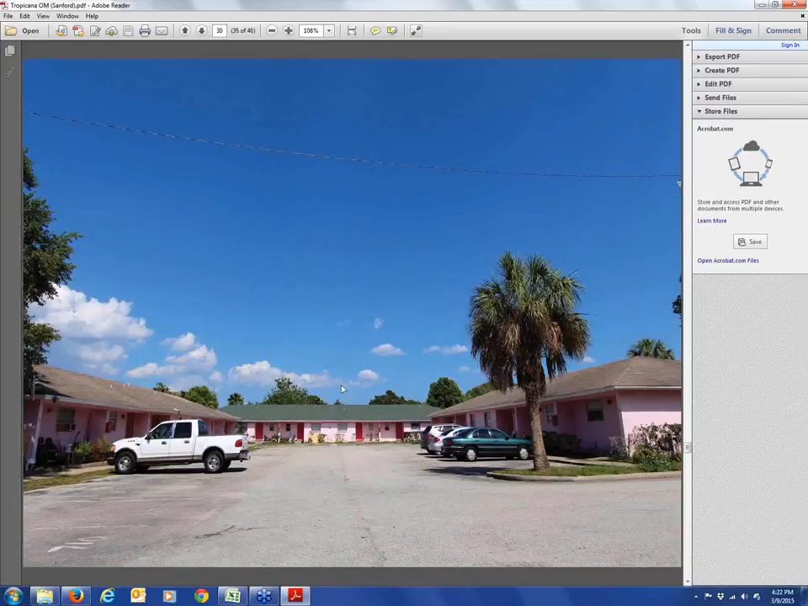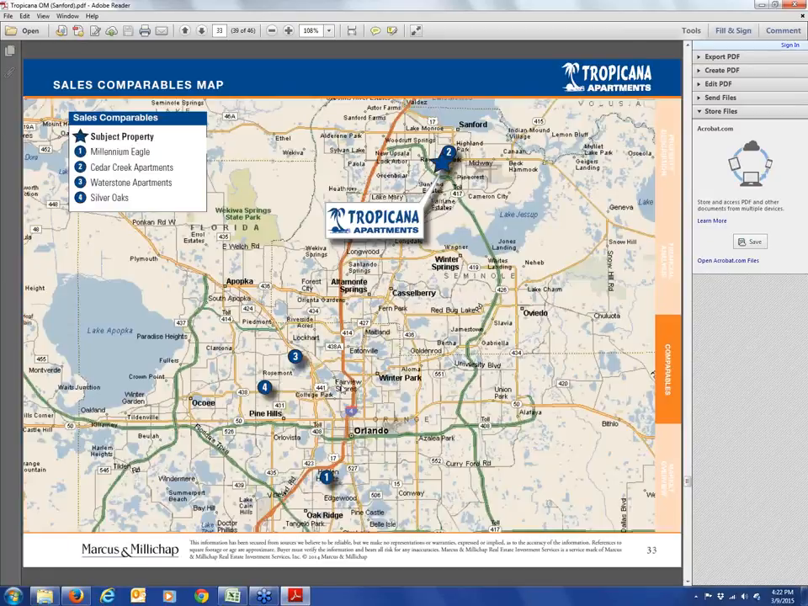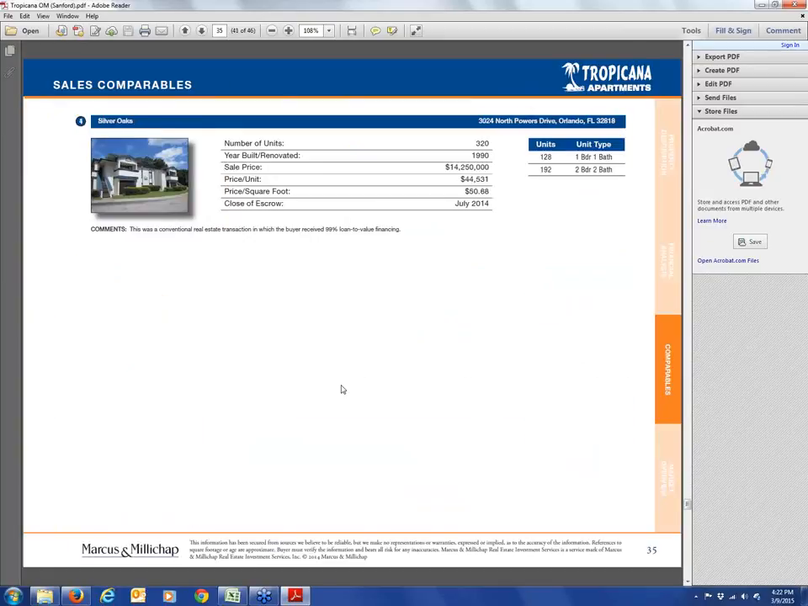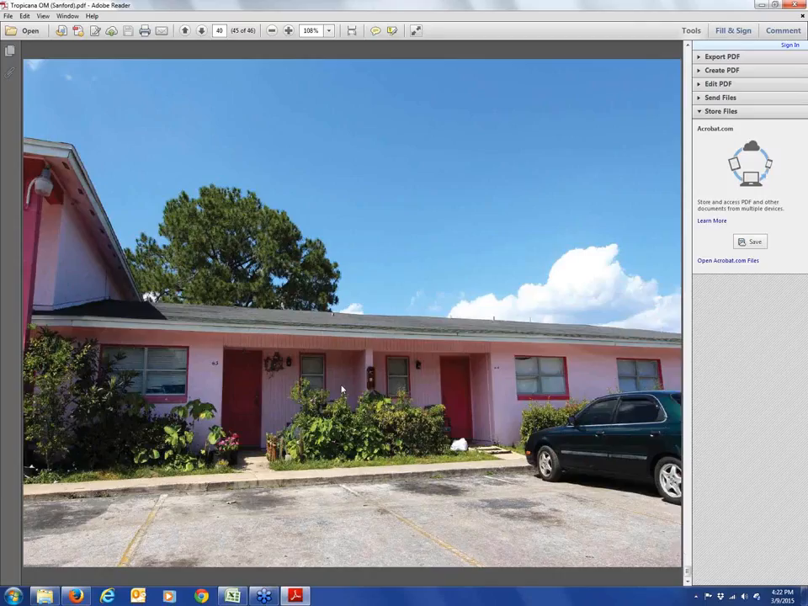The broker is going to make the property look as good as it possibly can, and so therefore he's going to choose the rents and sales comps that match his story. So make sure you do your own analysis. That's in here. Same exact thing with the sales comps. Okay. Really, that's it. That's all I got out of this one.